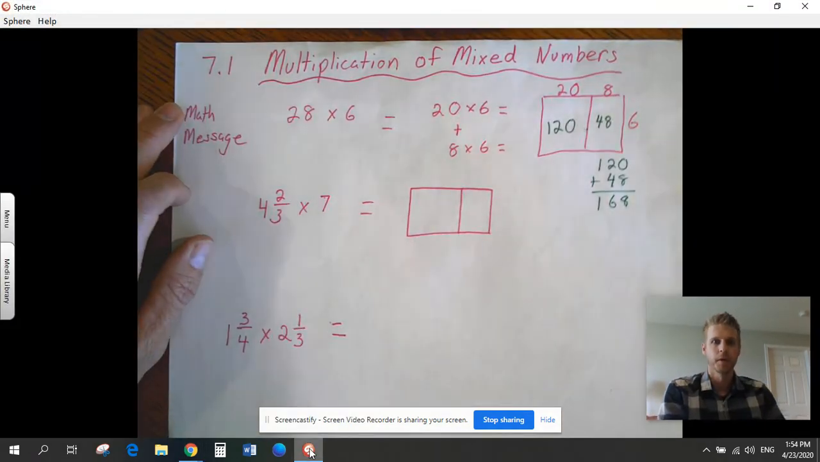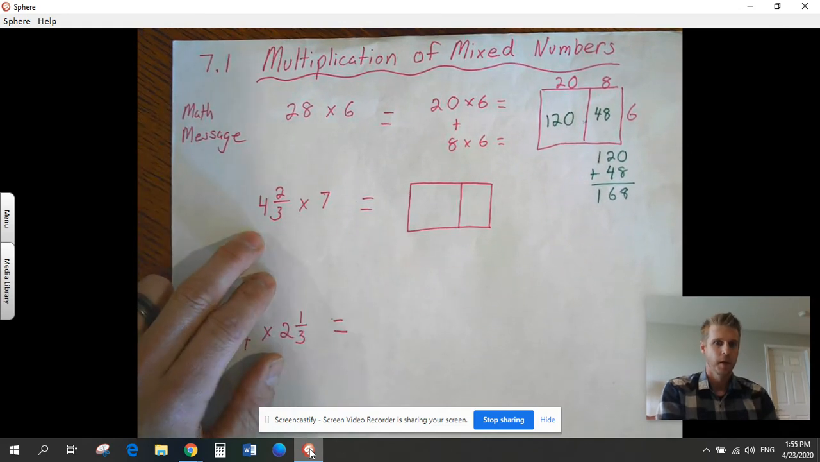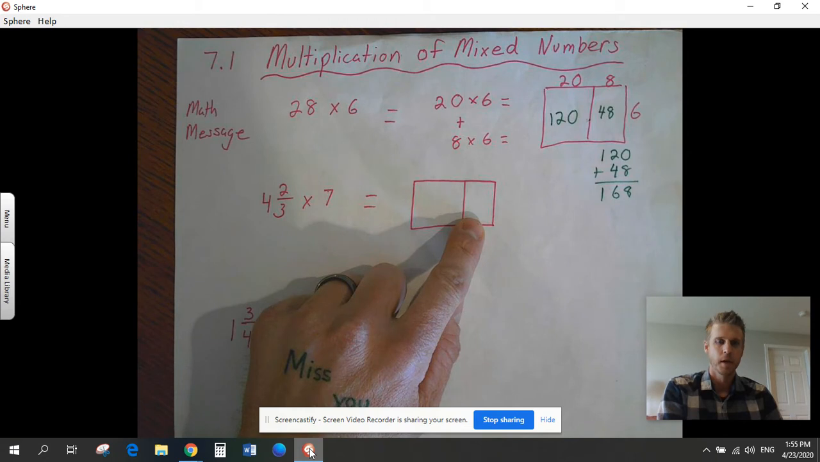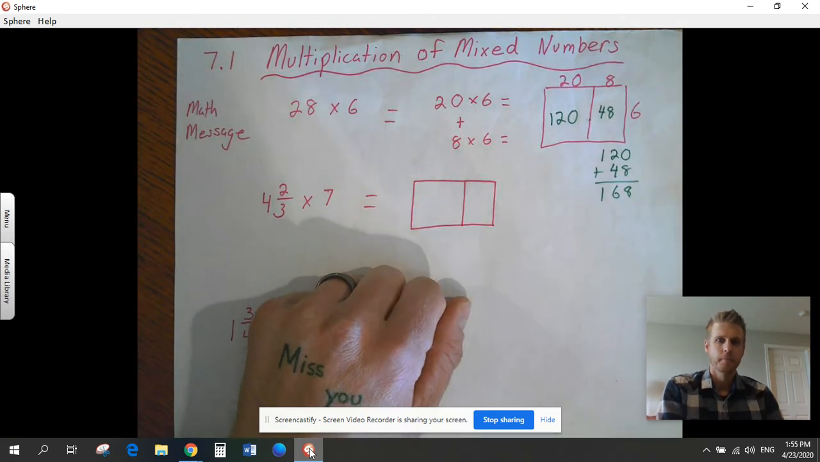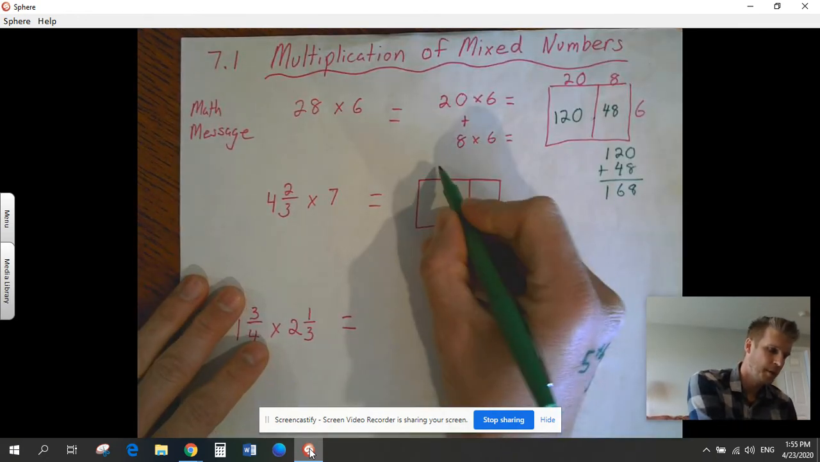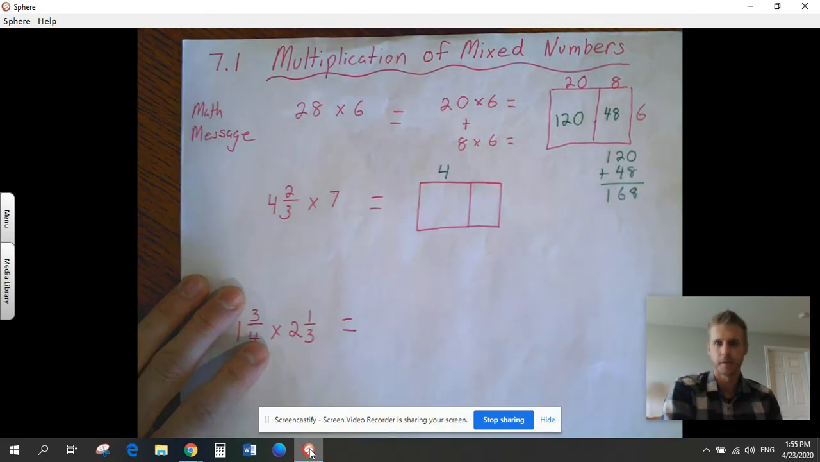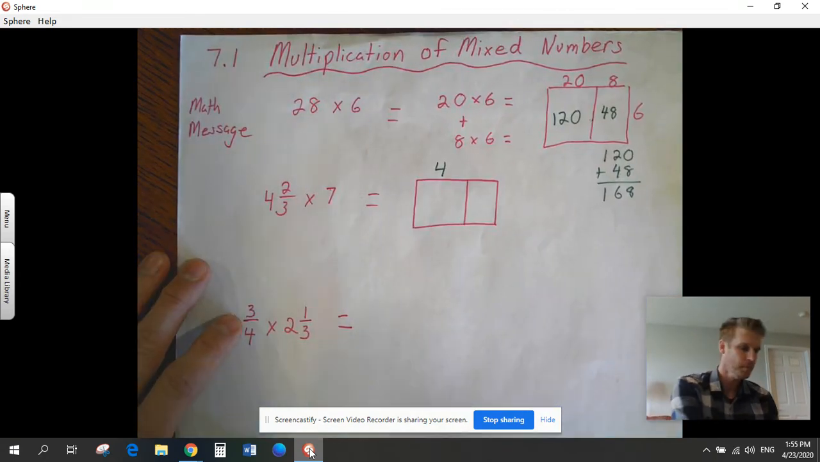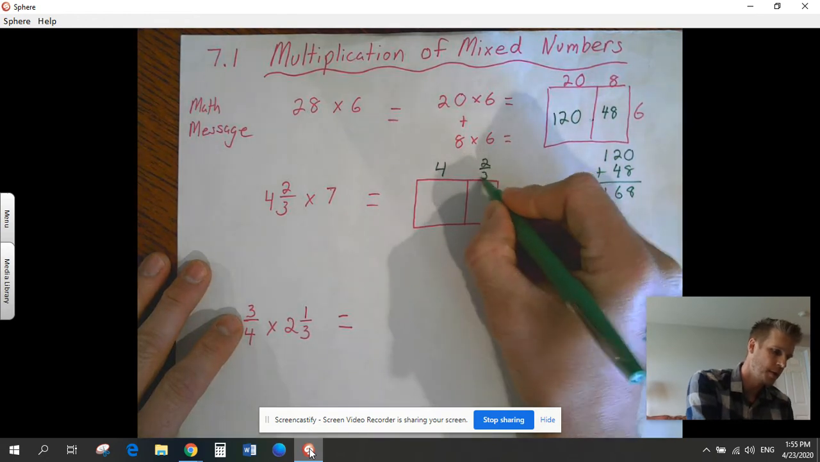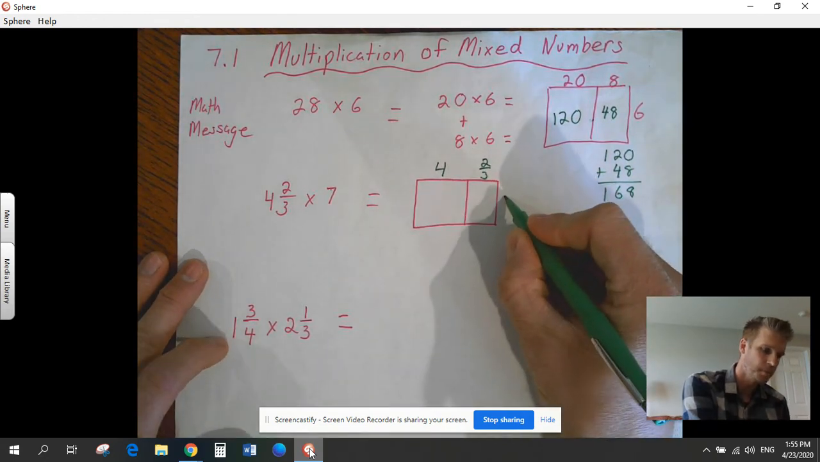All right, going back here. Here we go. So I did write that down as well. And you can see I already set up my partition rectangle. And the number that we're going to break into two parts that are going to be easier to work with is the 4 2/3. So I'm going to put that up top here, but above that box, I'm going to put 4. And above this box, I'm going to put 2/3. And then on the side here, I'm going to put 7.